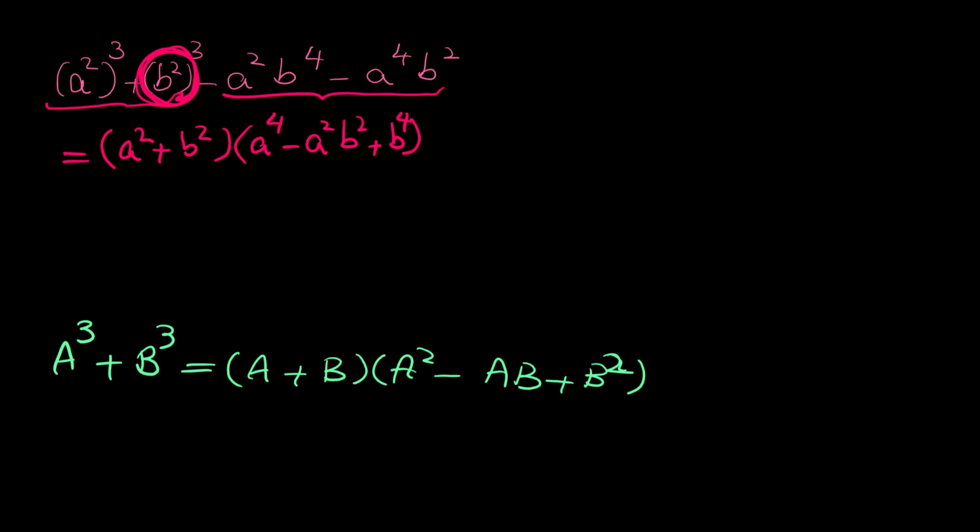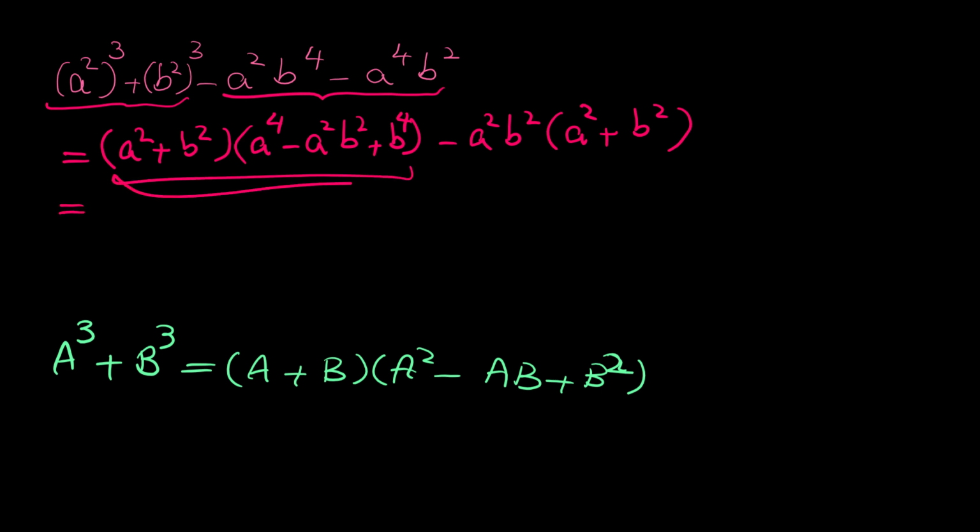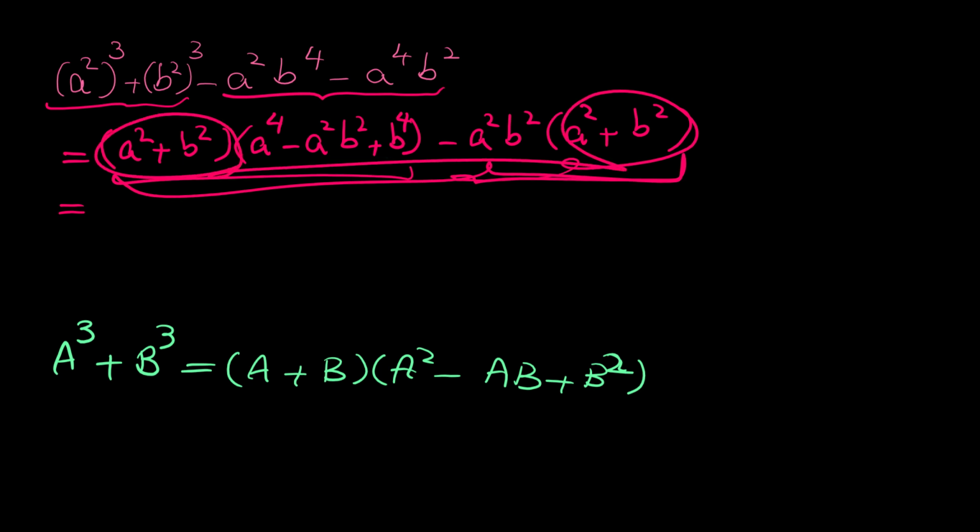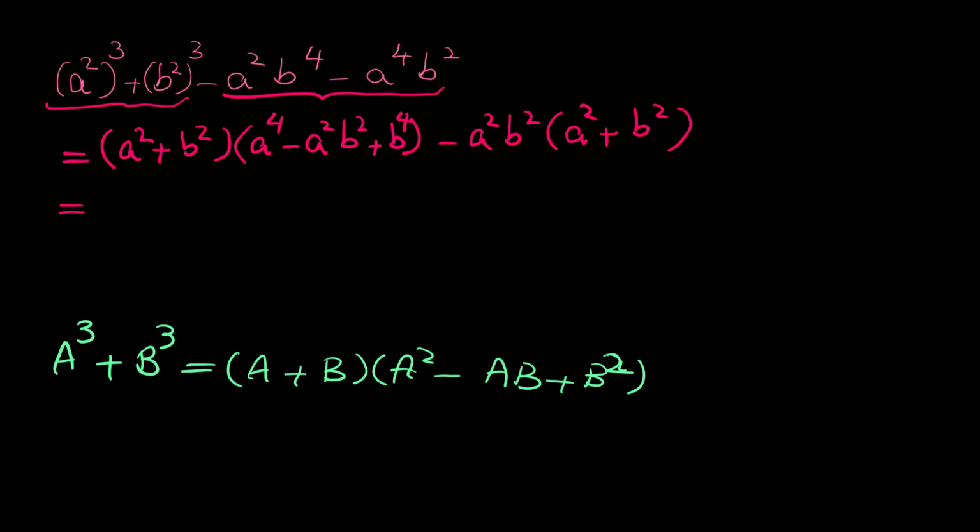For the next group, it's easy. Look at the two terms that we have in the next group. What is the common factor between them? The common factor is minus a²b², and then we have a² plus b². So we factor a²b² and then we have a² plus b². Now look at this and look at this. We have a common factor between them, a² plus b².